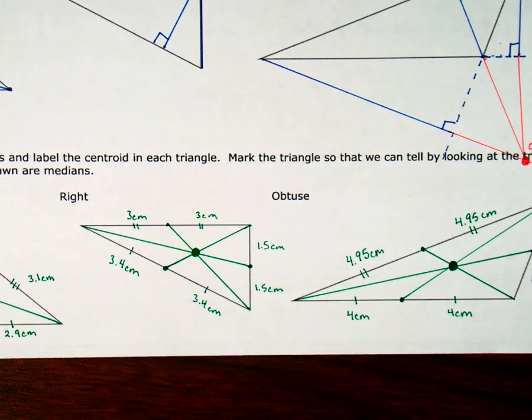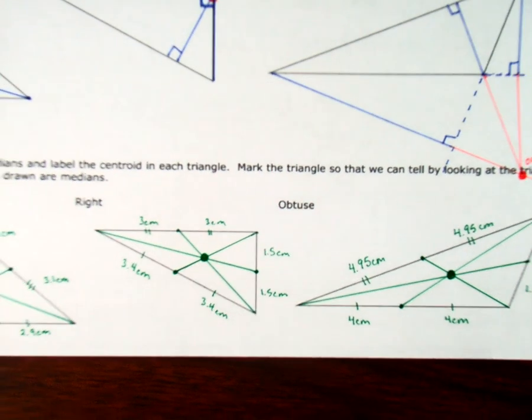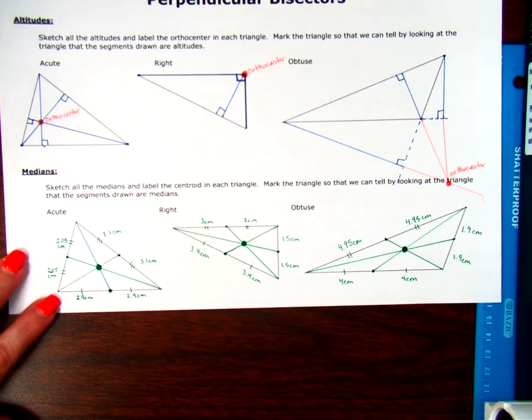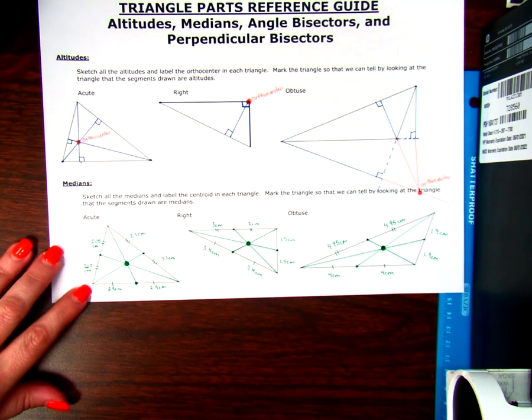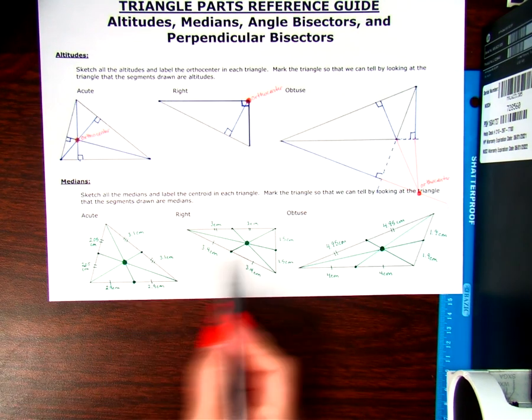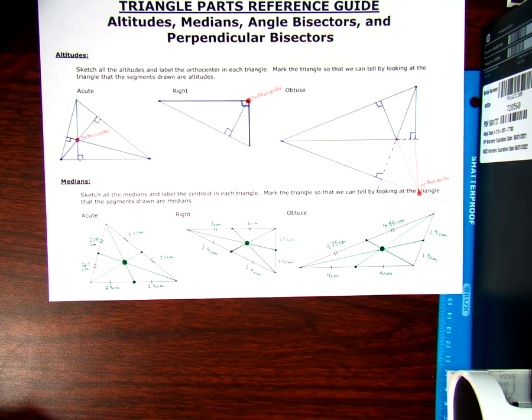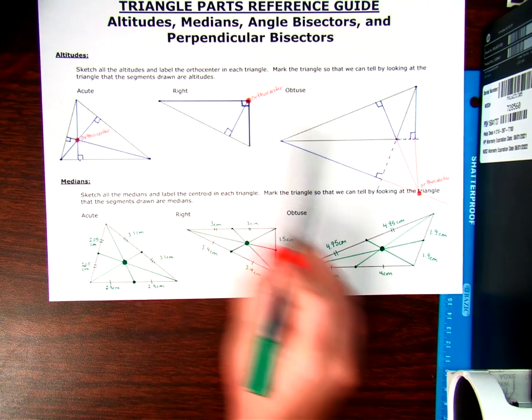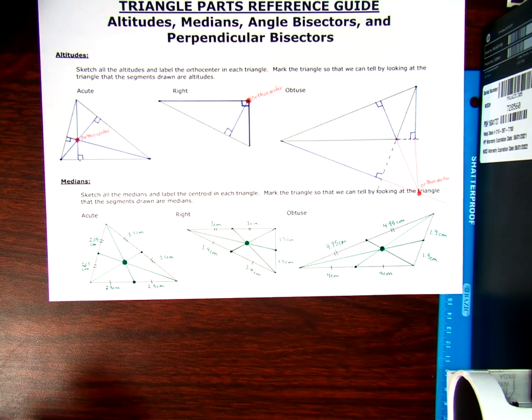So I can see that no matter what type of triangle I'm working with, when I'm finding the centroid, when I'm working with the medians, my centroids will always be inside the triangle. Always inside the triangle. Whereas that wasn't so true for my orthocenters.